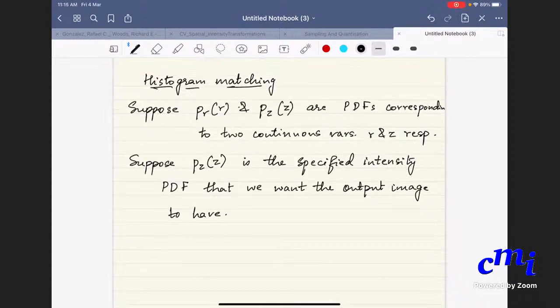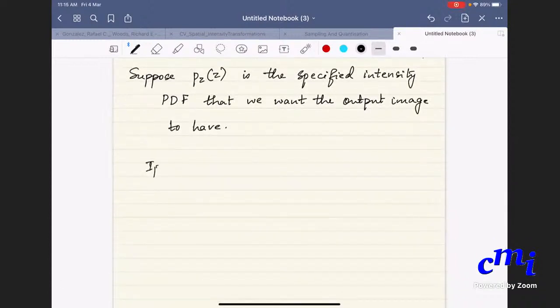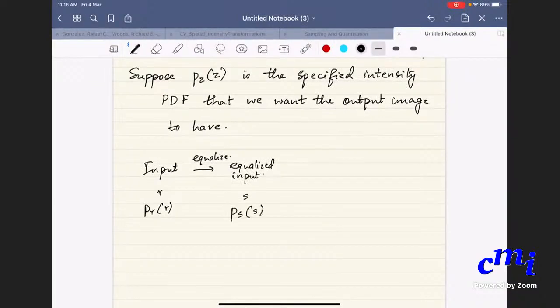Then the idea is as follows. You have an input image. To the input image, you first apply equalization. The input image intensities are R, with the probability distribution function PR(r). When you equalize, you will get the equalized input. Suppose the intensities are S and this is your probability distribution function PS(s).